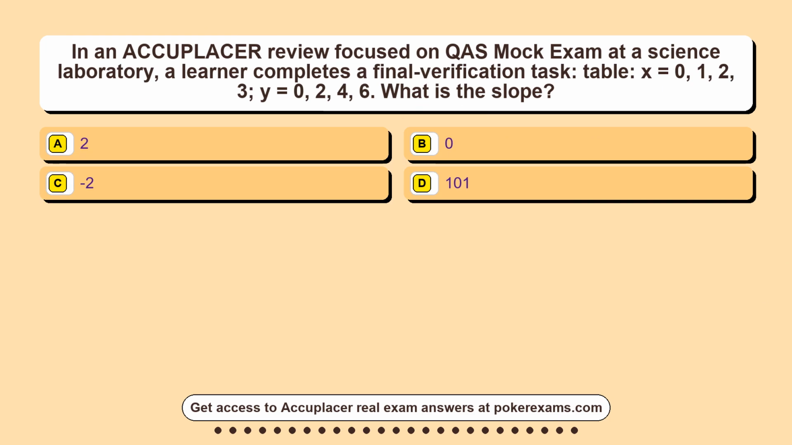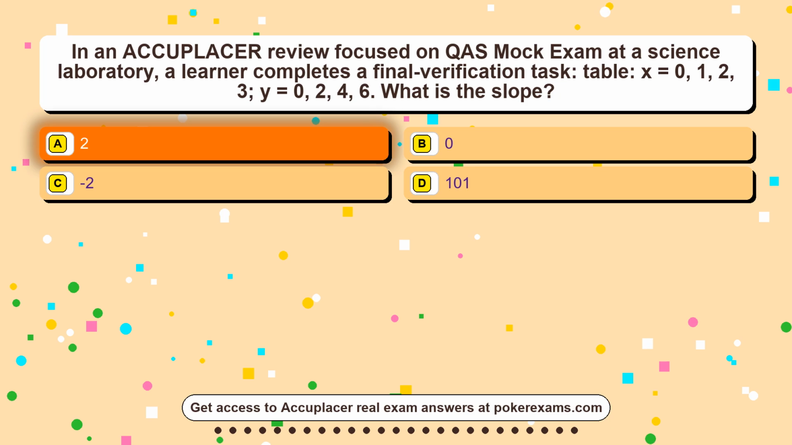Question 10. In an ACCUPLACER review focused on QAS mock exam at a science laboratory, a learner completes a final-verification task. Table: x equals 0, 1, 2, 3; y equals 0, 2, 4, 6. What is the slope? Option A, 2. Option B, 0. Option C, minus 2. Option D, 101.